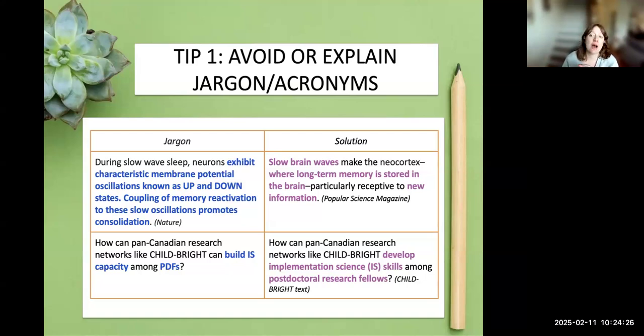Popular Science says slow brain waves make the neocortex, where long-term memory is stored in the brain, particularly receptive to new information. So I love that they explain neocortex. I thought that was great. And they're sharing the information. There's no information that's been lost. It's really just been summarized and simplified.